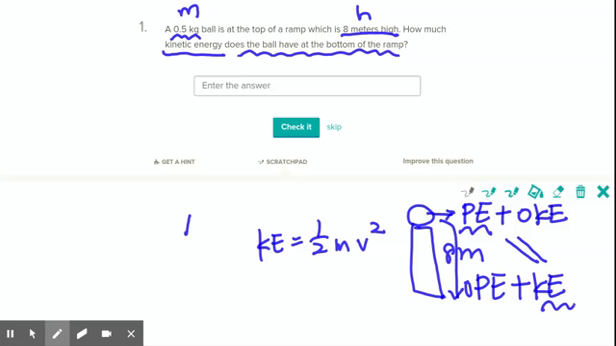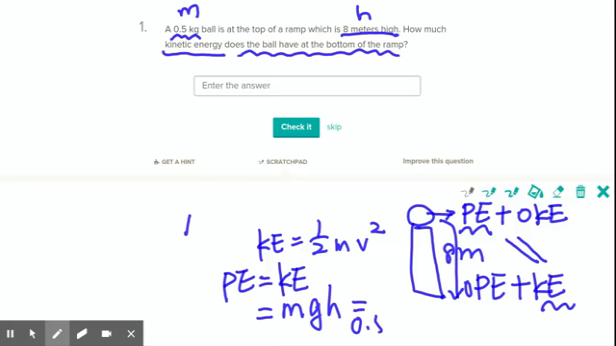Okay. So potential energy is equivalent to kinetic energy. So potential energy, how come I hear nothing anymore? Oh, okay. All right. I thought I lost you guys. So it's mgh, right? And then your m is 0.5. Your g is 9.8. And then your h is 8. All you have to do is use the calculator and then put in the answer, right?